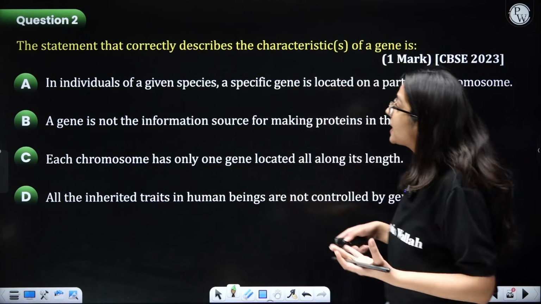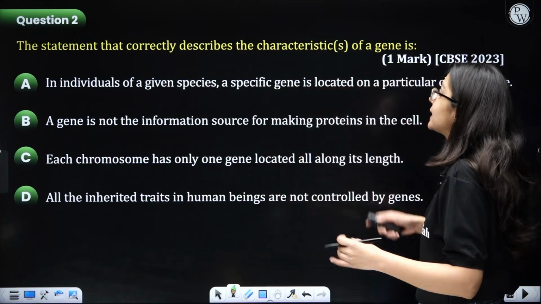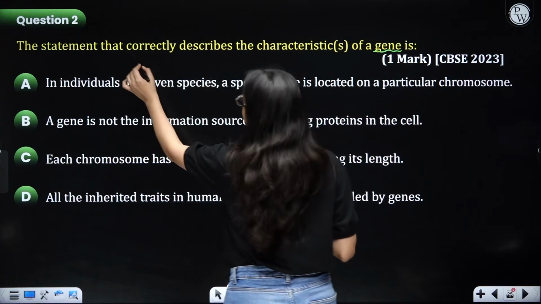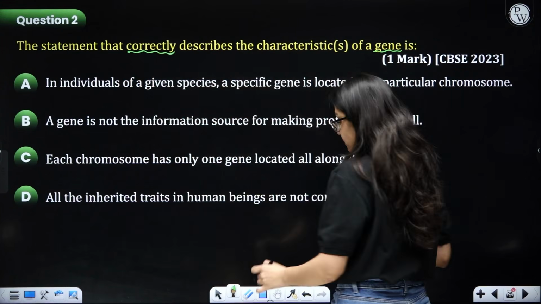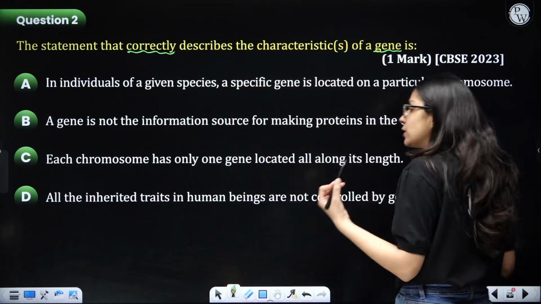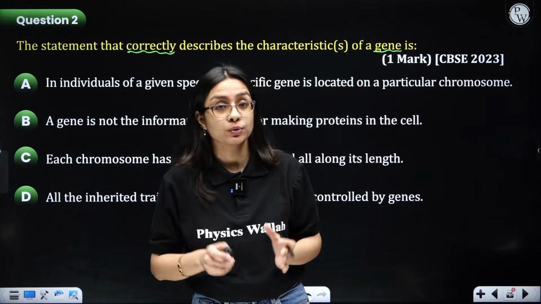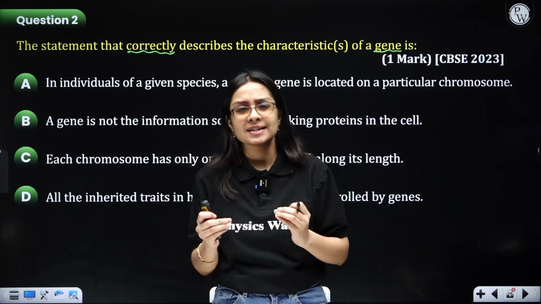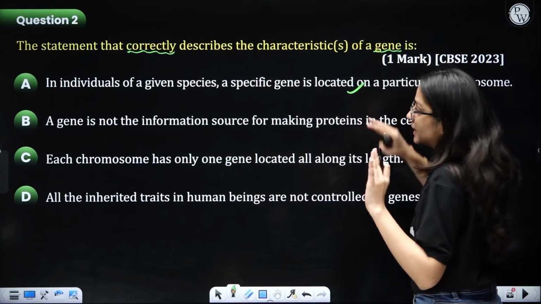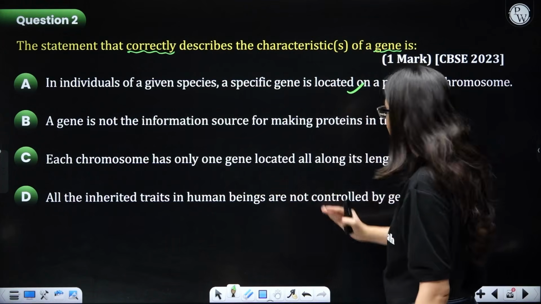The next question says the statement that correctly describes the characteristics of a gene. So you have to choose the correct statement about gene. In an individual of a given species, a gene is located on a particular chromosome. That is absolutely true. You know that the gene which controls the basic characters resides on the chromosome. So for now, option A seems correct. A gene is not the information source.